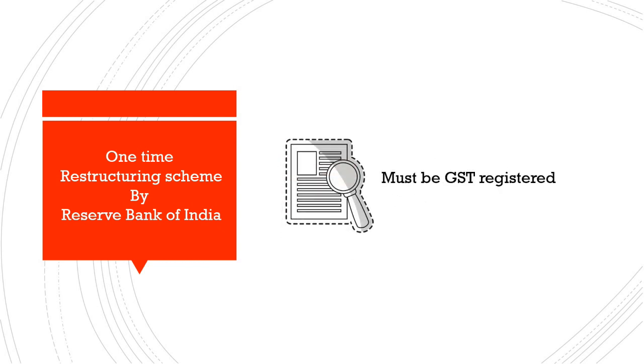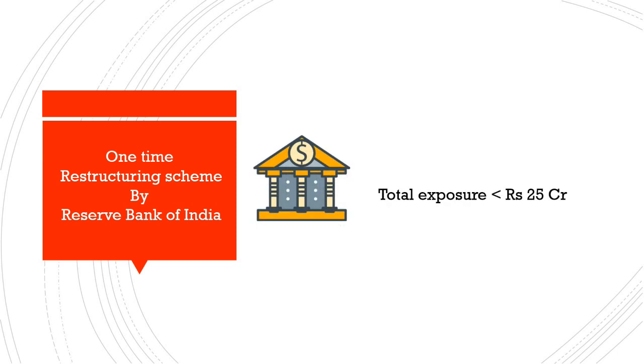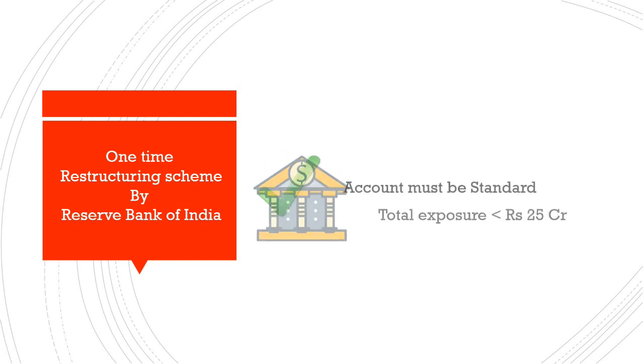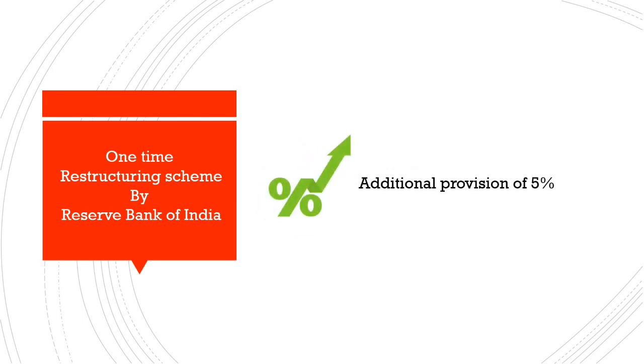The borrowing entity must be GST registered. However, that is not applicable if the MSME unit is exempted from GST registration. The aggregate exposure by banks and NBFCs should be less than 25 crores as on 1st January 2019. The borrower account must be standard as on 1st January 2019 and continue to be standard as on the date of implementation. That means we are dealing with SMA accounts, right?